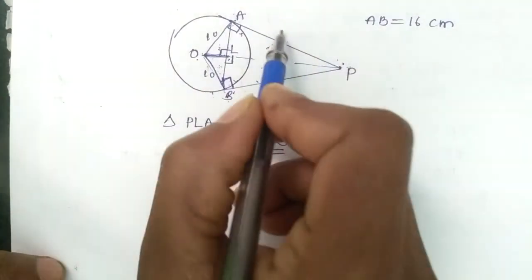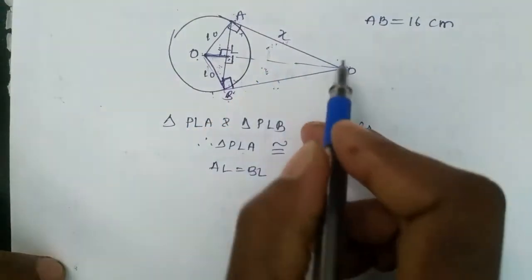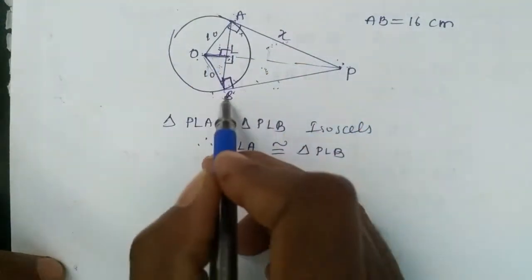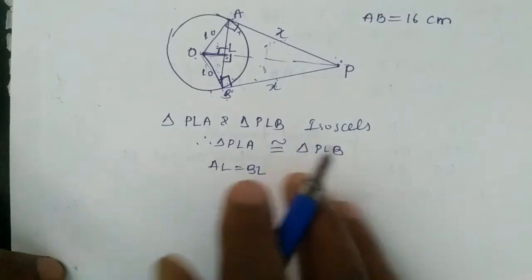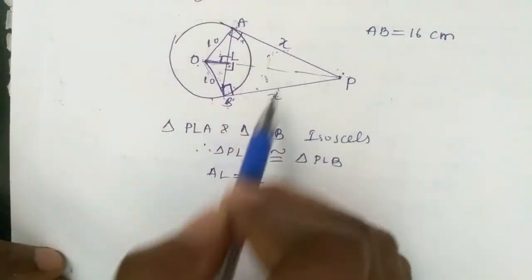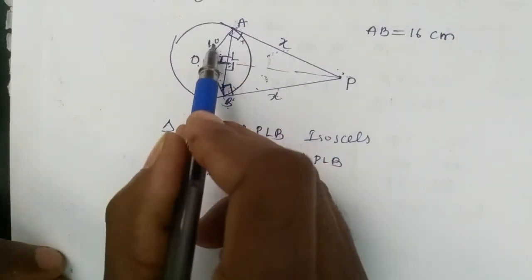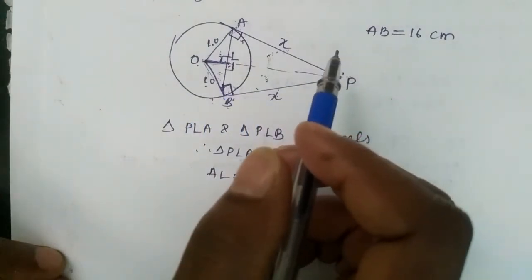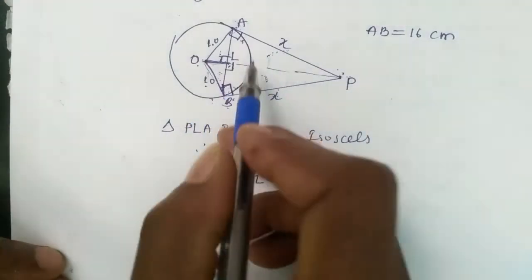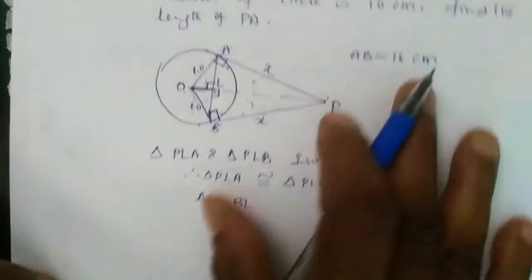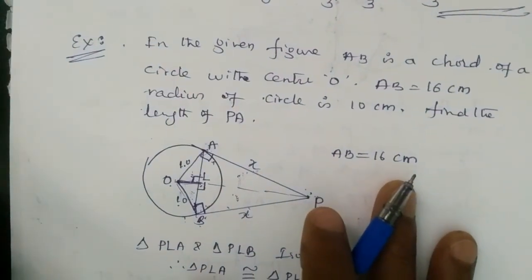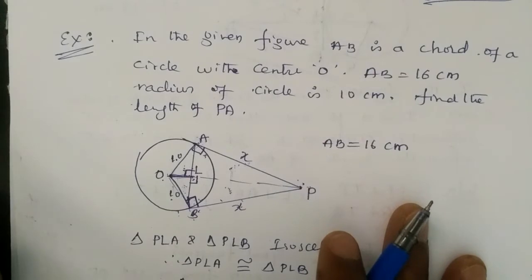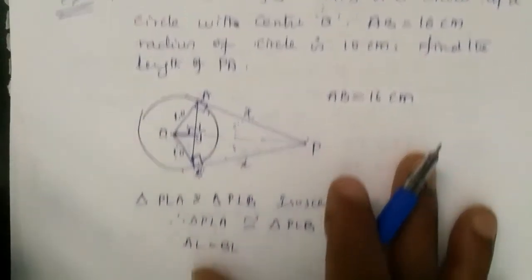PA length is unknown, no? I mark that as X. Once PA is X, PB also becomes X, because both are equal tangents. Next, this is 10, this is also 10. The remaining lengths are unknown, so we'll use the remaining lengths. How to find them? OP's length is not given here either. So only two lengths are there.